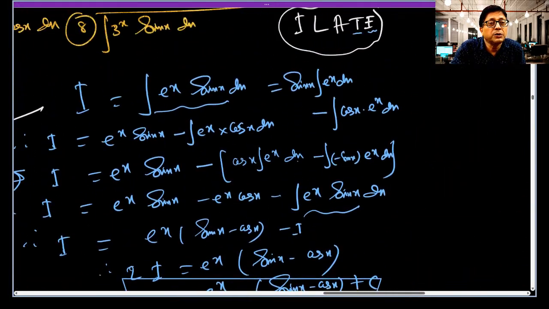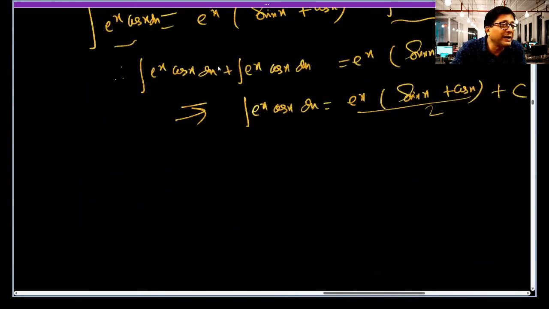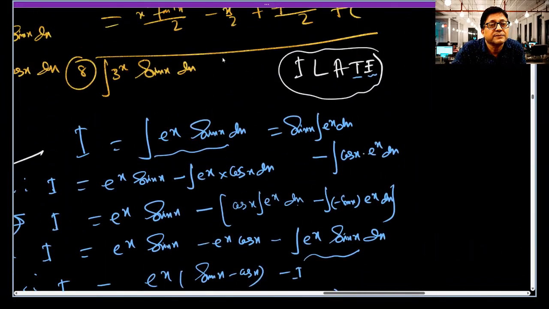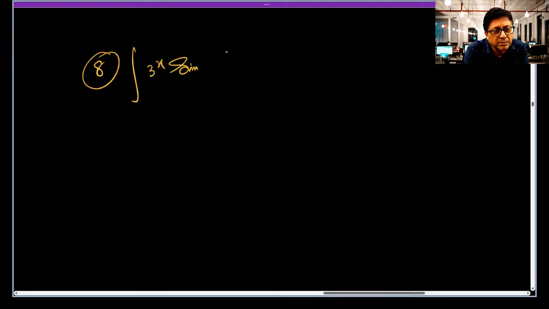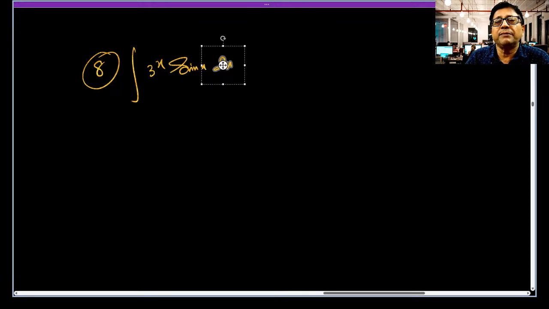Now let us go for doing this type, 3 to the power x sin x dx. Number 8. Three to the power x sin x dx. 3 to the power x is also of the form e to the power x, I mean, constant to the power a variable. So start in the same manner, take any one of them first, it doesn't matter, same answer will be there.